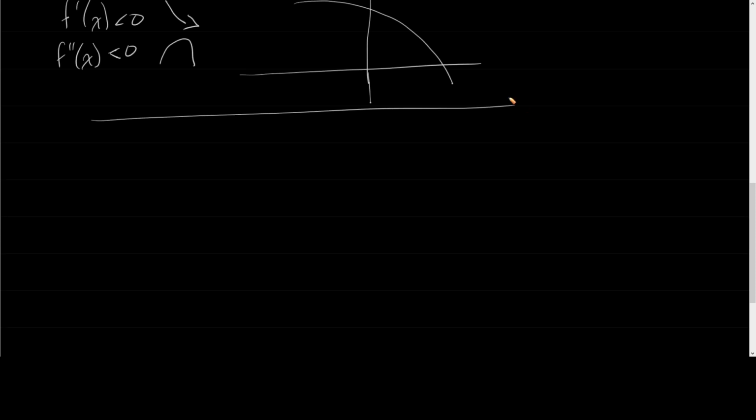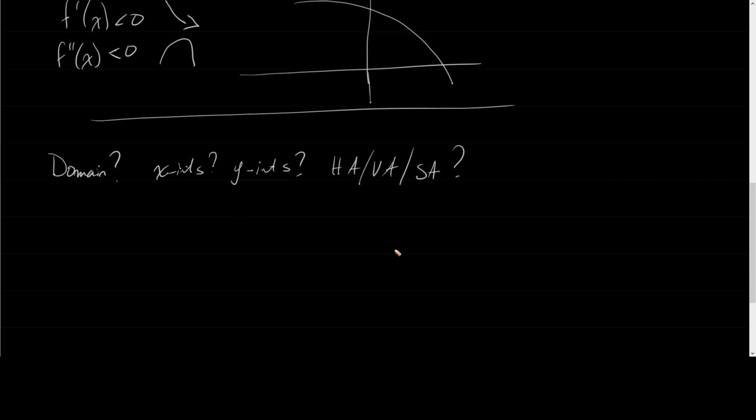What else do we want to keep in mind? Well, what we want to keep in mind is the domain. All right. Along with the domain, are there any discontinuities, right? We want to figure out the x-intercepts, the y-intercepts, any asymptotes, so horizontal, vertical, and slant asymptotes. All right. What are the critical points? What are the inflection points?